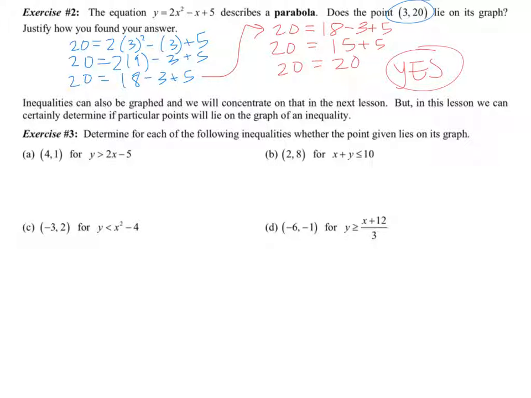Inequalities can also be graphed, and we will concentrate on that in the next lesson. But in this lesson, we can certainly determine if particular points will lie on the graph of an inequality. So for the next 4, we're going to determine if they are true for that inequality. So we're going to plug (4, 1) in. So 1 goes for y, 4 goes for x. So is 1 more than 8 minus 5? Is 1 more than 3? No.